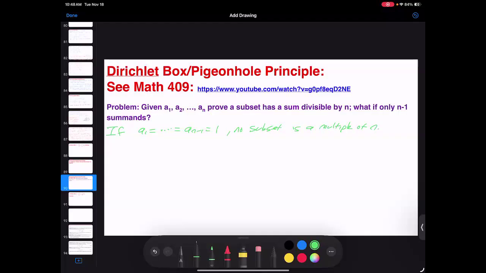For the pigeonhole principle now, I want to prove that there's a subset that has a sum that's a multiple of n. So when I look at the possibilities, what are the number of possibilities for what I get when I divide a subset by n? When I divide one of these sums by n? How many remainders do I have? N. We have n possible remainders.